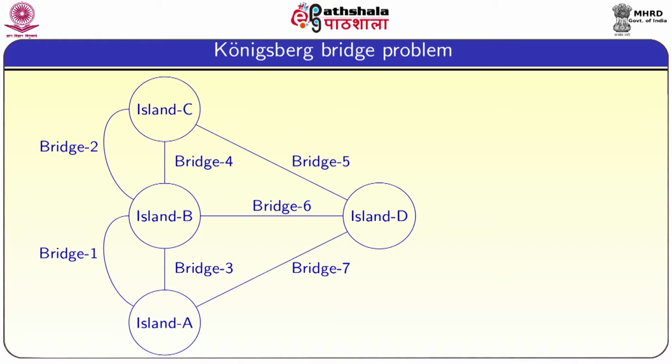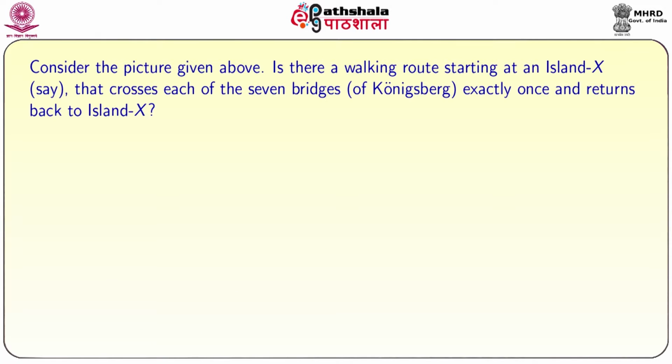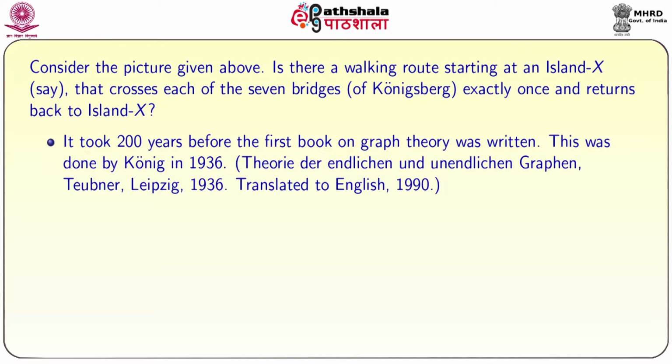Now the problem is one has to start at any island and has to come back to the same island by crossing each edge exactly once. So this is called a Königsberg bridge problem. So we will state now. Consider the picture above. Is there a walking route starting at an island X, say, and crosses each of the 7 bridges exactly once and return back to island X?